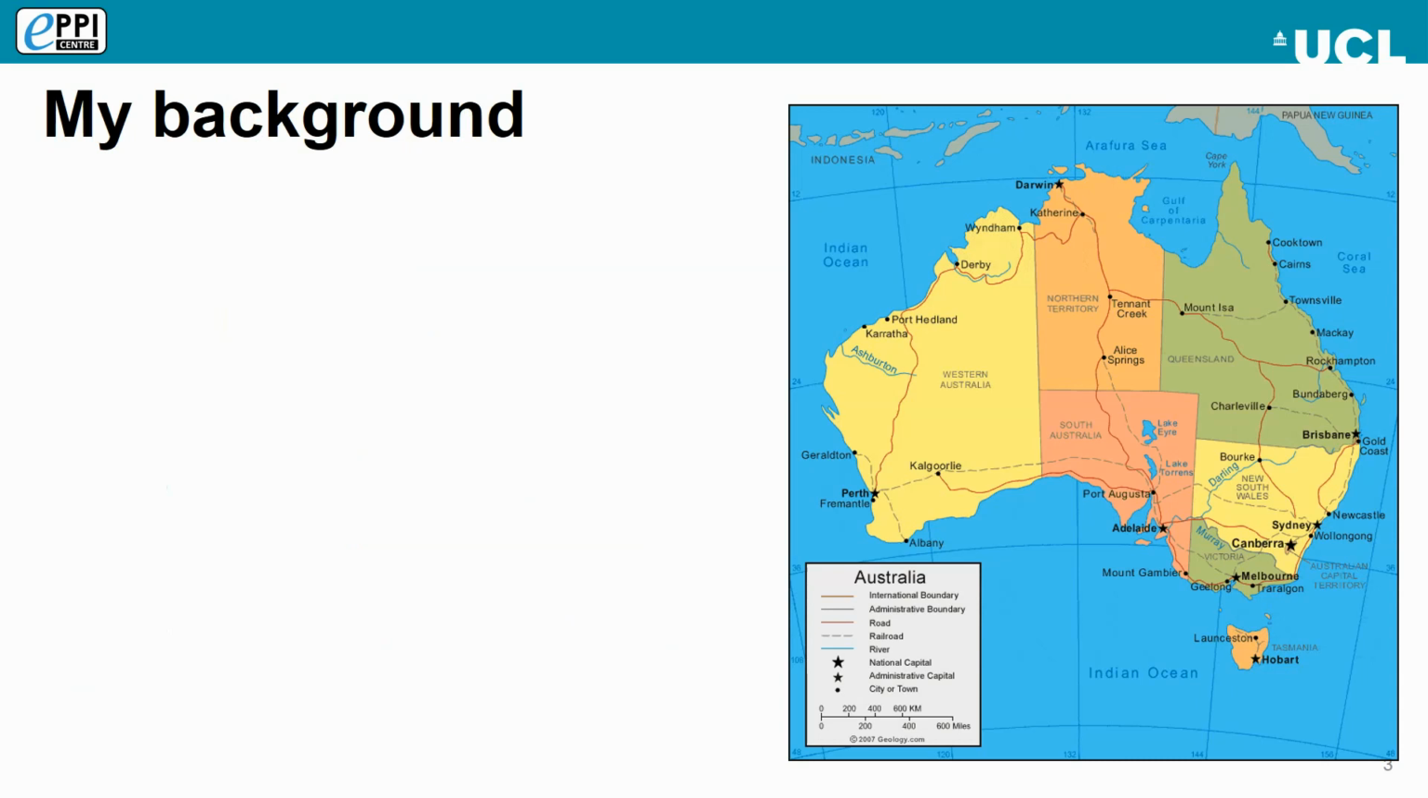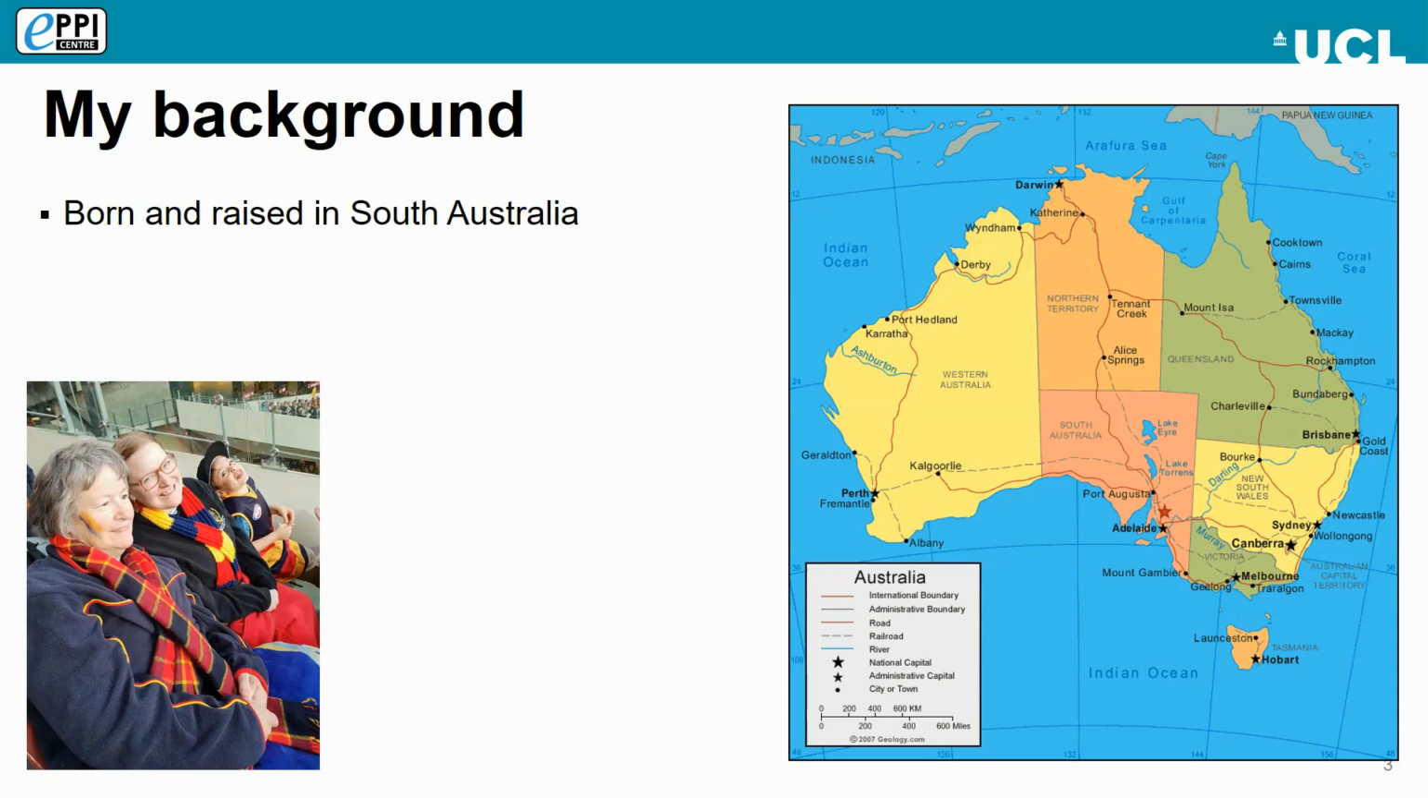So first of all, I'd like to give a little bit of information about my background. I was born and raised in South Australia, and I come from traditional Nudgee country. I was born in Clare, which is about an hour and a half to 2 hours north of Adelaide. And that photo there on the left-hand side is me with my mum and my nephew Zeb at an Australian rules football match supporting the Adelaide Crows.